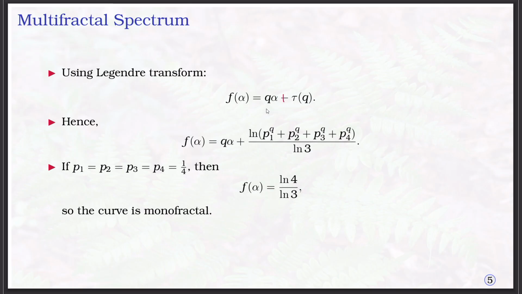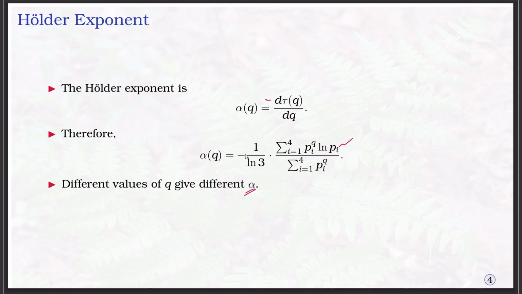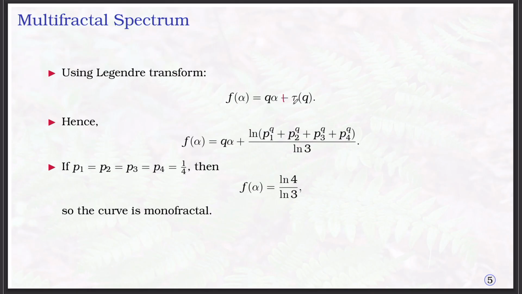Then one can get from tau q, here also it is plus, here it is minus, while taking this one it will come plus, and here it is the plus, there is a minor typo. Now f of alpha can be written as q of alpha plus ln of this quantity over ln 3.